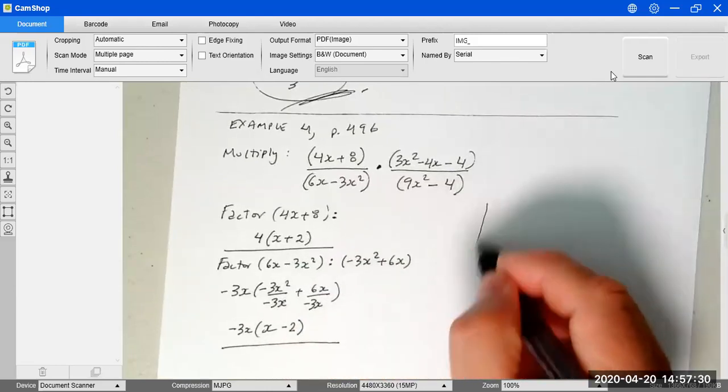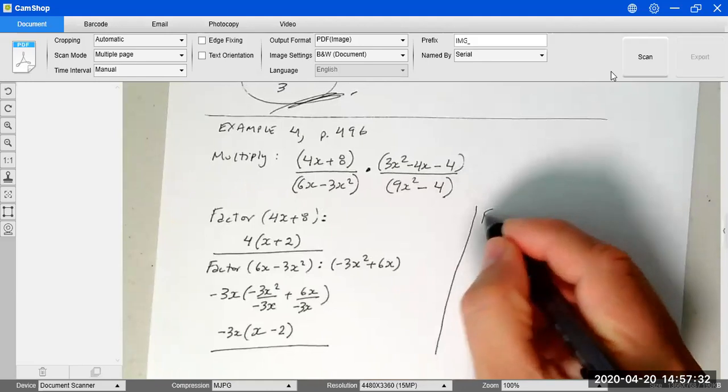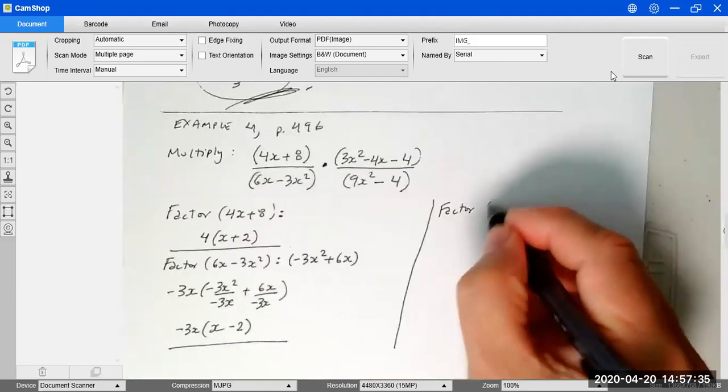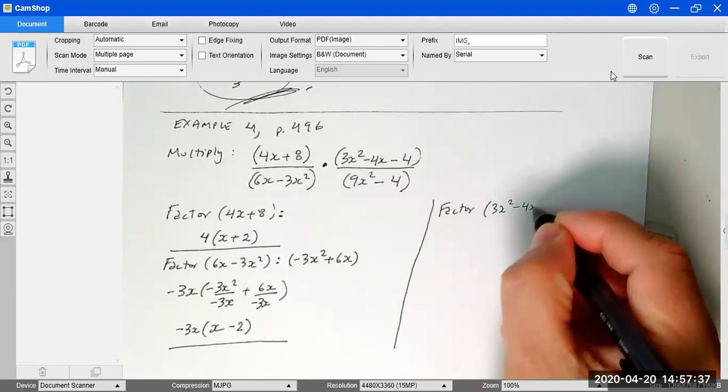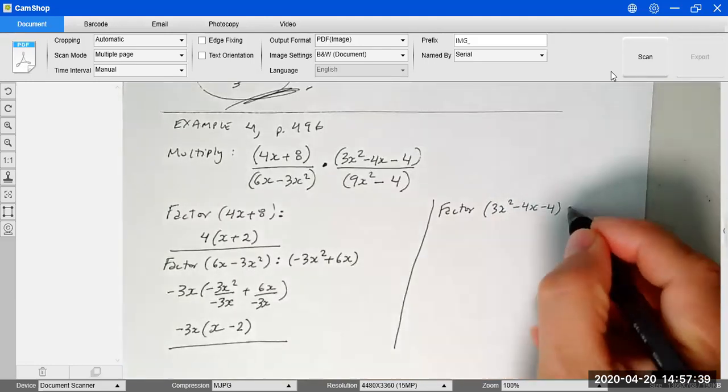Now I'm going to factor 3x squared minus 4x minus 4.